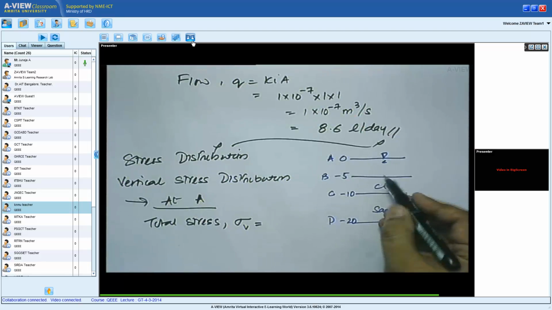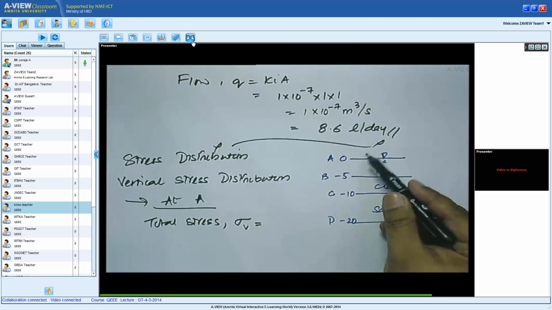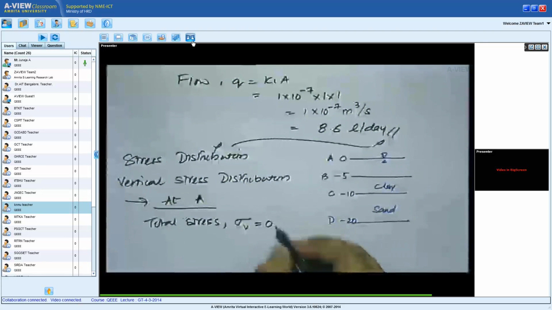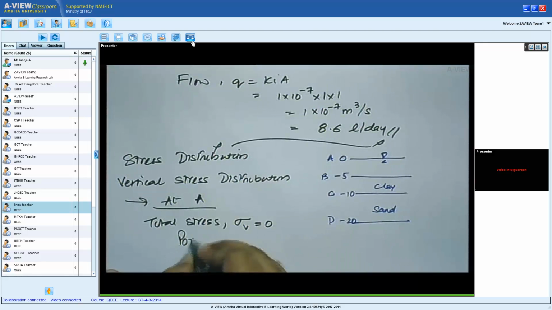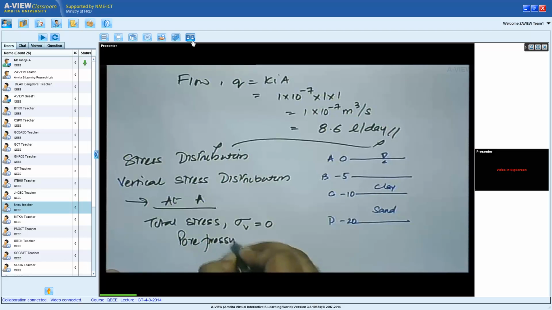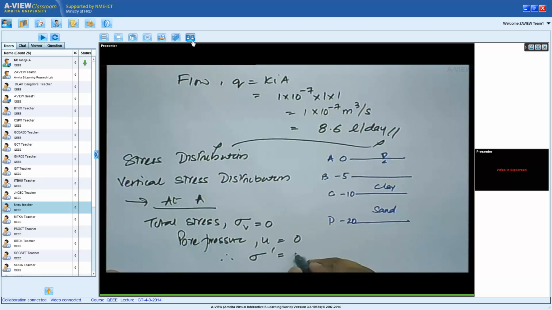Total stress at A, there is no load. No load at the top is 0. What about pore pressure? U equals to 0. Therefore, the effective stress equals to 0. That's the difference between the two.